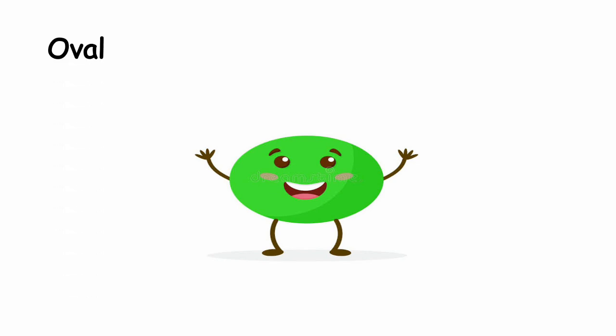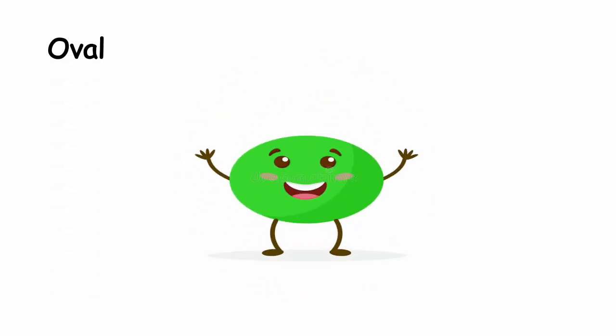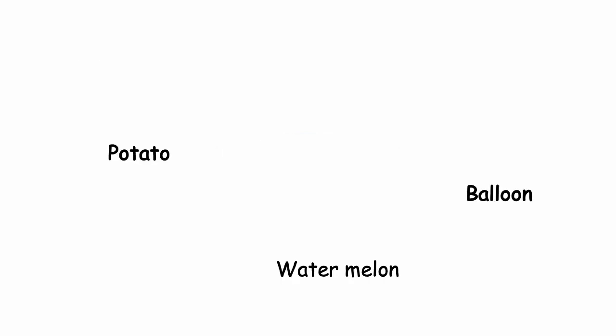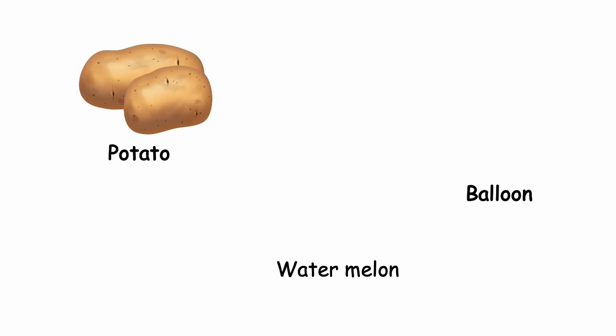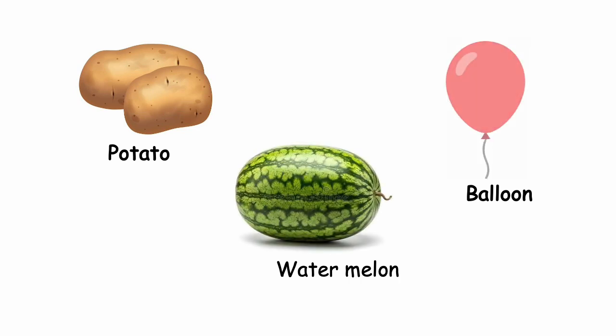Squeeze a circle. Can you see? Now I am an oval. What objects can you see? Potato, watermelon, balloon.